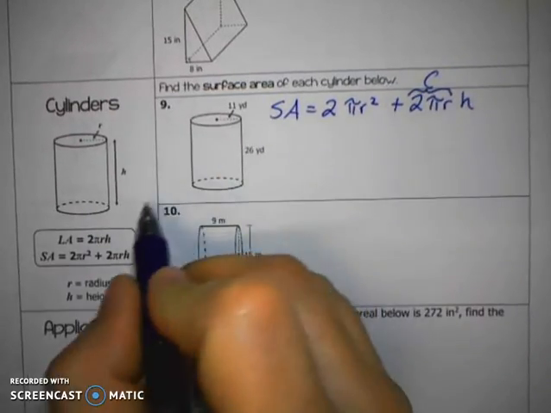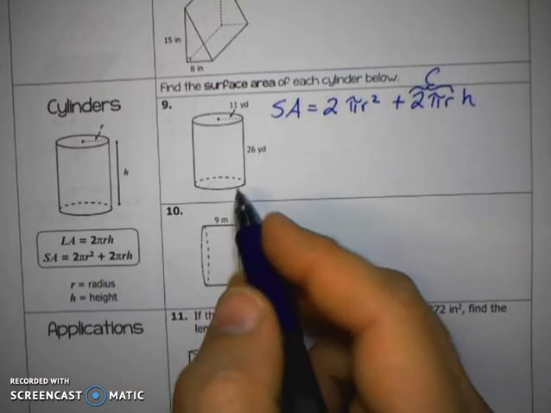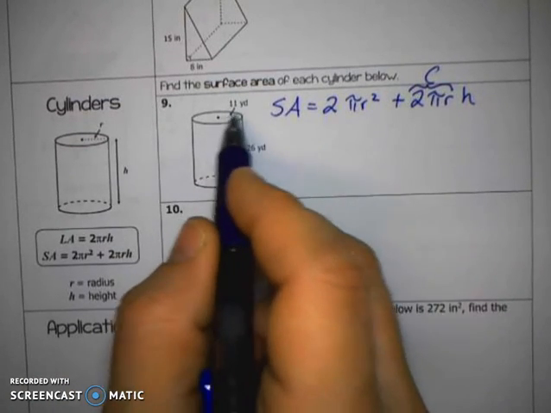Okay, so we kind of do need to use this formula in this case. But either way, we're just using the height of your cylinder and the radius of your circles.